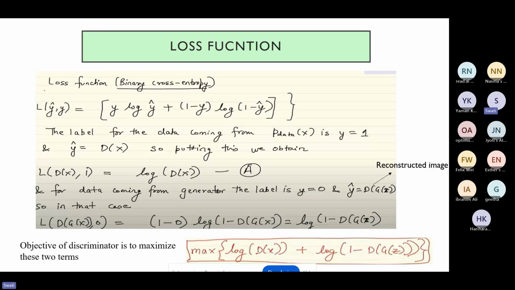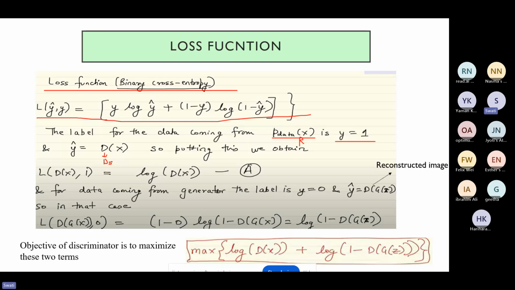So this is the loss function. In the output, we can have two possible outputs, yes or no. As we have studied in the first lecture of deep learning, for binary classification we have binary cross entropy as the loss function. This was the formula, if you remember, for the binary cross entropy loss function. For data coming from the actual sample, this is our real sample, which will have label 1, and this will be the prediction when you send it to the discriminator.